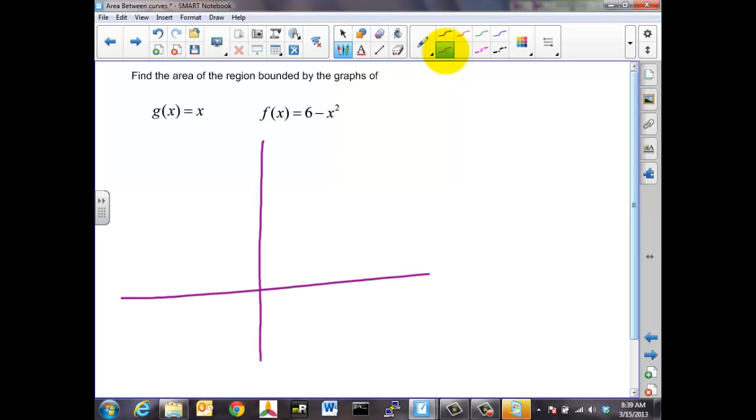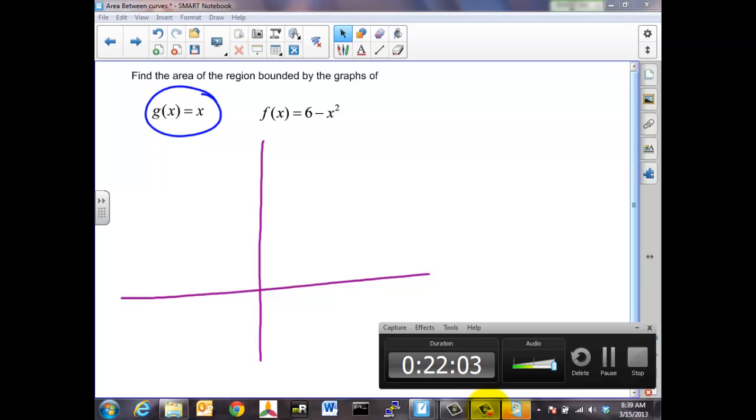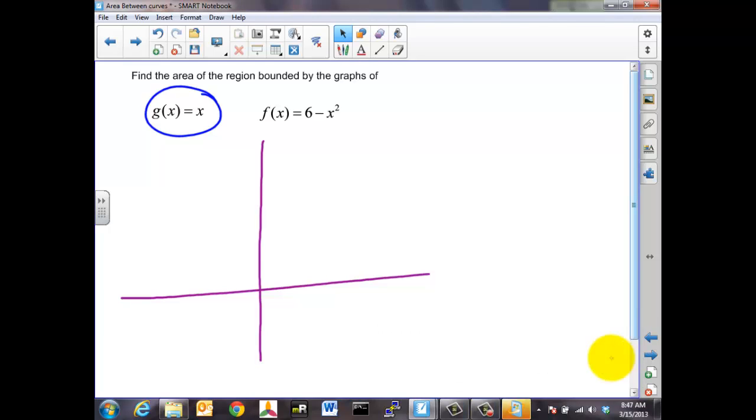All right. g of x is x, so what's that going to look like? See if you can figure out what those look like. So we figured out what it looks like. y equals x is a line. We agree with that? And it looks something like this.